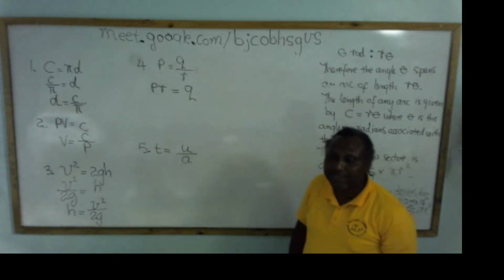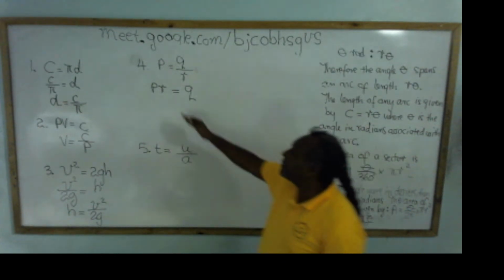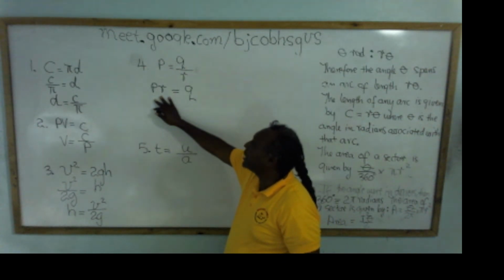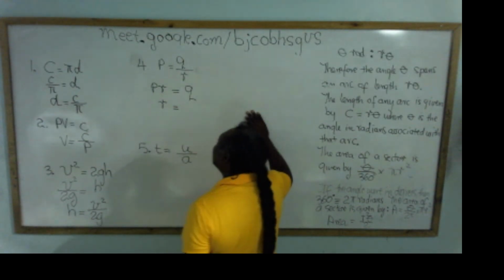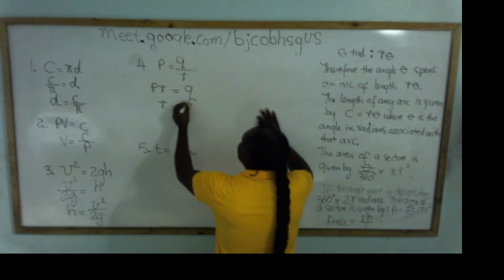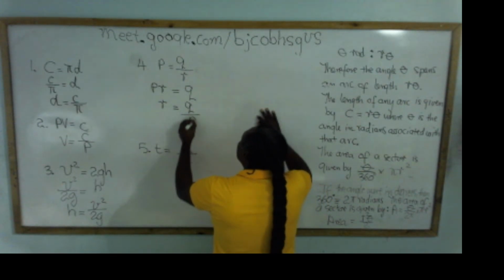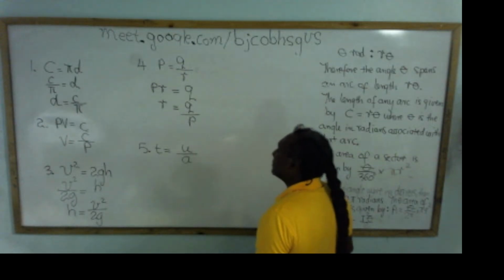And what do we do next? Since we have P accompanying R by multiplication, we will divide both sides by P. So the P will be eliminated from the left-hand side. On the right-hand side, we have Q over P. And that's all there is to it.